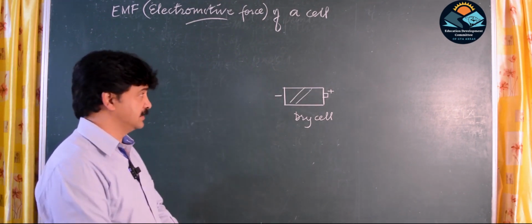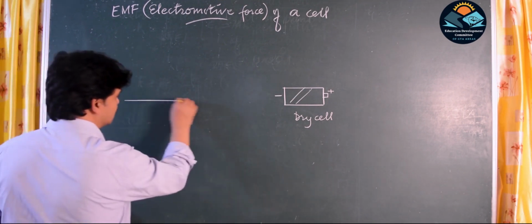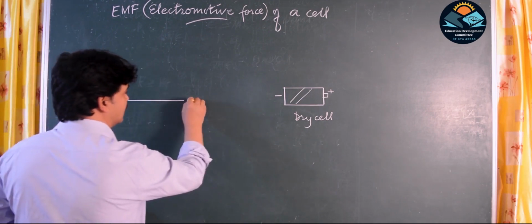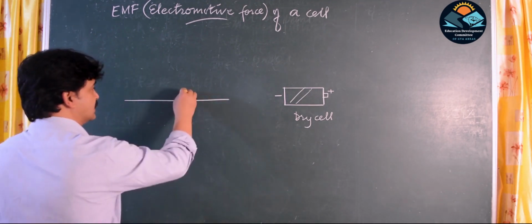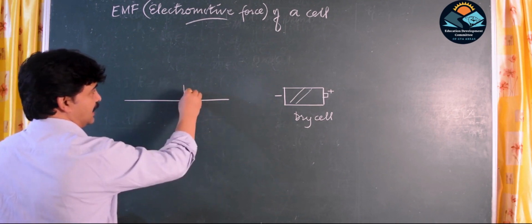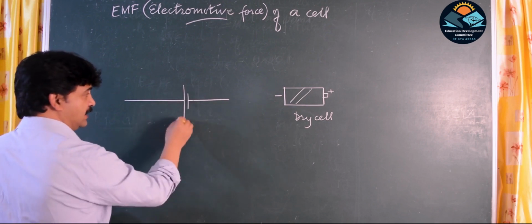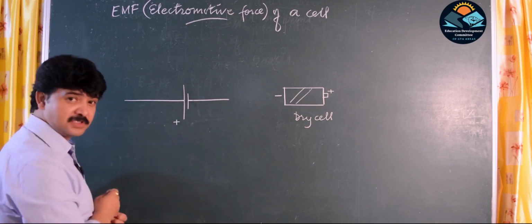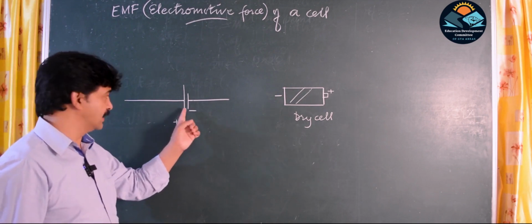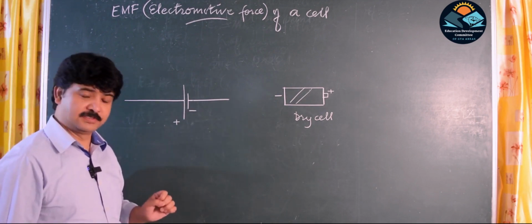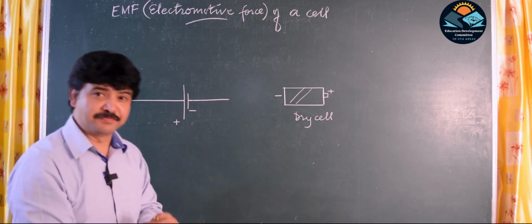But in a circuit we represent an electric cell by two parallel and unequal lines, like this, a longer line and a shorter line. The longer line represents the positive electrode of the cell, and the shorter one indicates the negative electrode. All right, so that's all about the electric cell and different types.